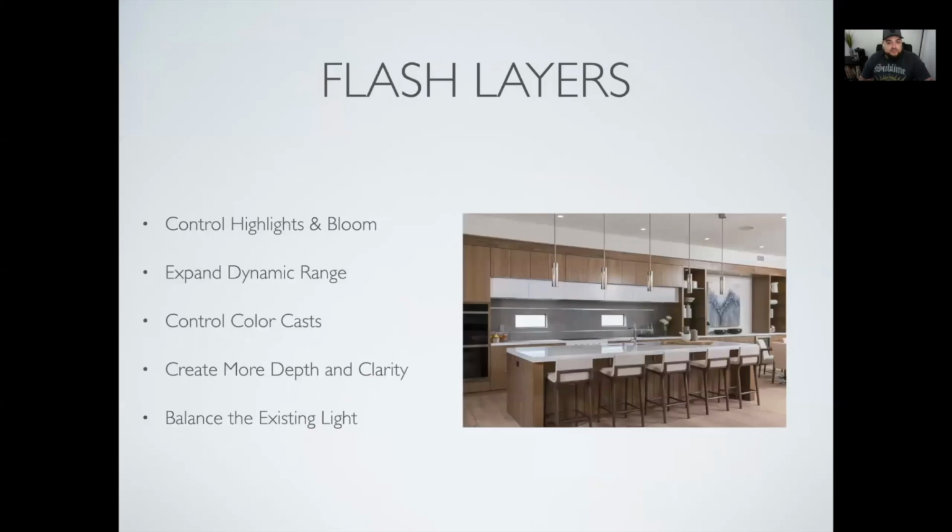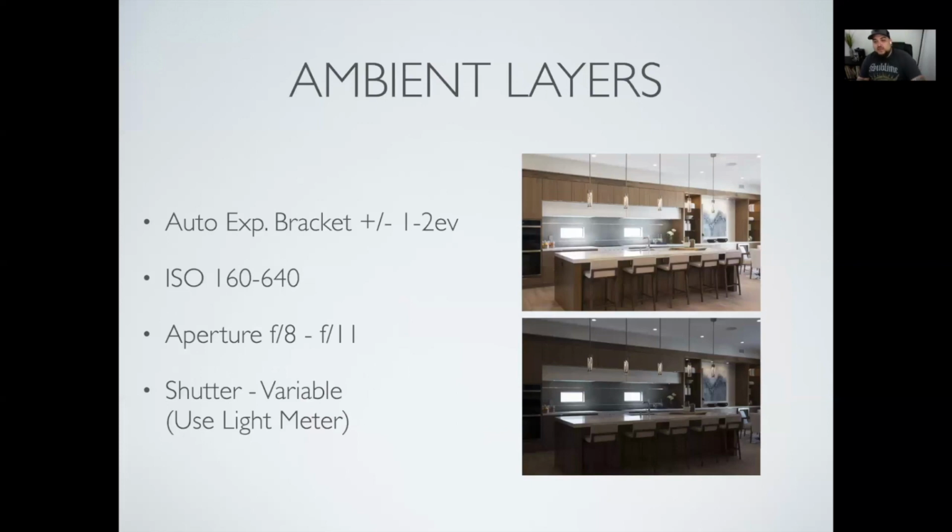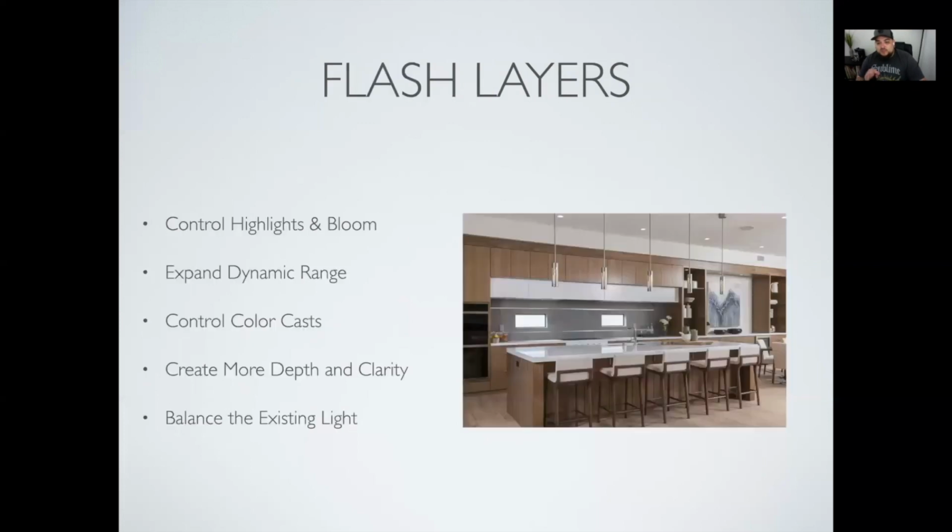Let's move on to flash layers. The purpose of a flash layer, and this is important, the biggest purpose to me is to control highlights and bloom. If you look at the windows in these ambient layers, you can see a lot of blooming and haziness around those windows. And you look at the flash, it's completely contained and perfectly controlled. That's what we're going for. We're trying to get that dynamic range and balance out the scene light-wise.